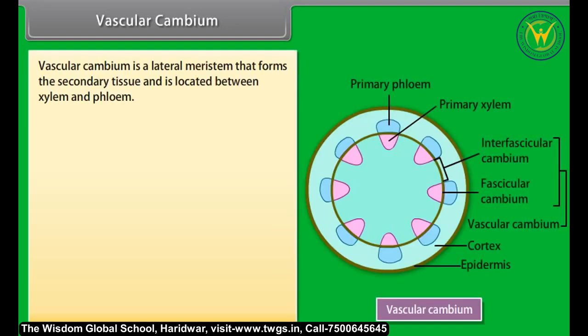Vascular cambium. Vascular cambium is a lateral meristem that forms the secondary tissue and is located between xylem and phloem. Formation of cambial ring.